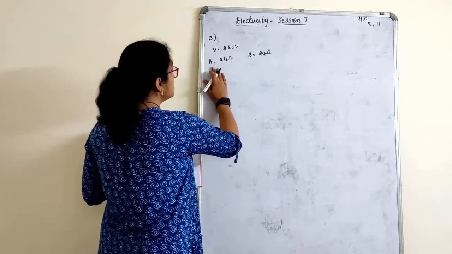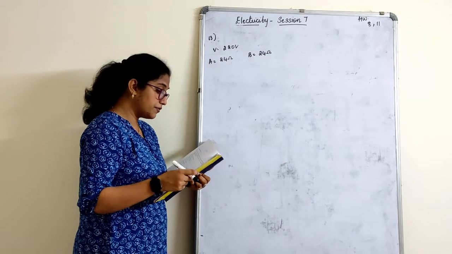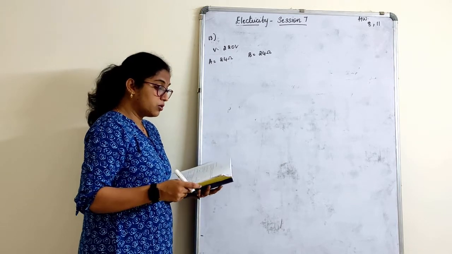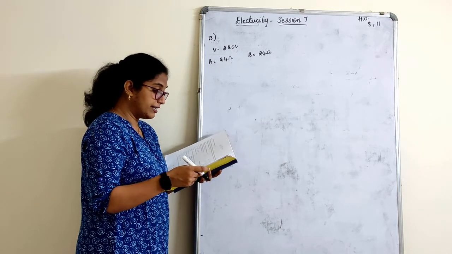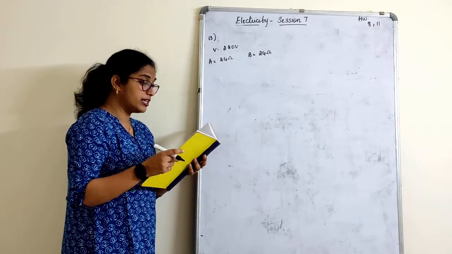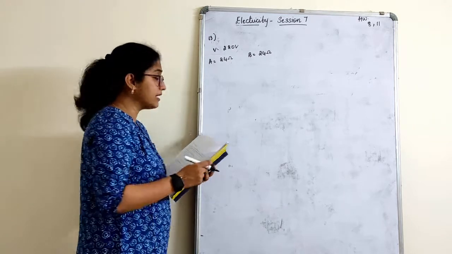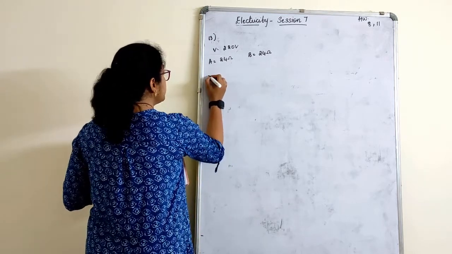So there are two resistances, 24 and 24 ohms, in A and B. We have two cases, connected to an oven on a 220 volt line. What is the current in each case? Each case means first of all, in series or in parallel. First let us take it in series.